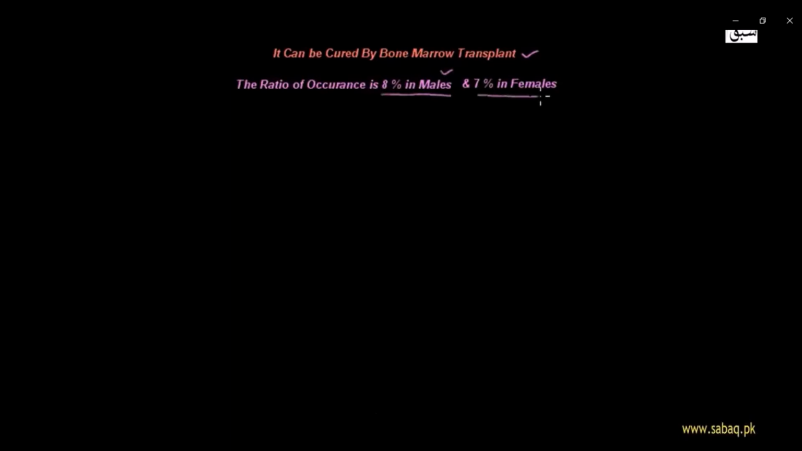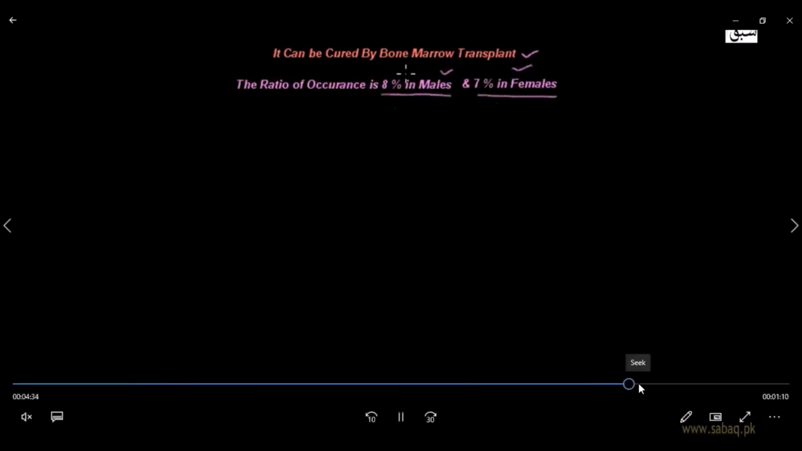So you need to transfuse or transplant a bone marrow, and the bone marrow could only be transplanted from a sibling, that is your brother or sister, or your parents. This is the only way of curing, because you are going to completely change the bone marrow that is producing the cells. We are going to insert a normal bone marrow, and hence normal cells will be produced. The ratio of occurrence of this leukemia is 8% in males and 7% in females. It means the ratio is higher in males. There are more chances in males to get this kind of disease.